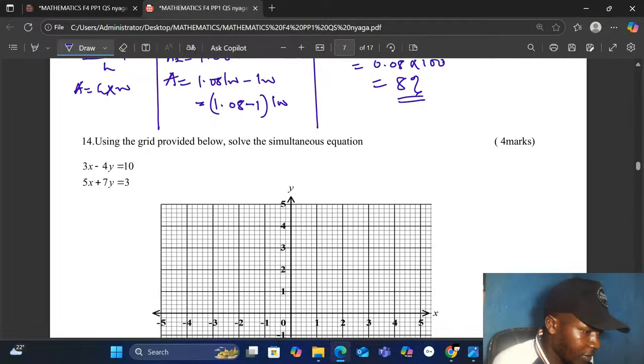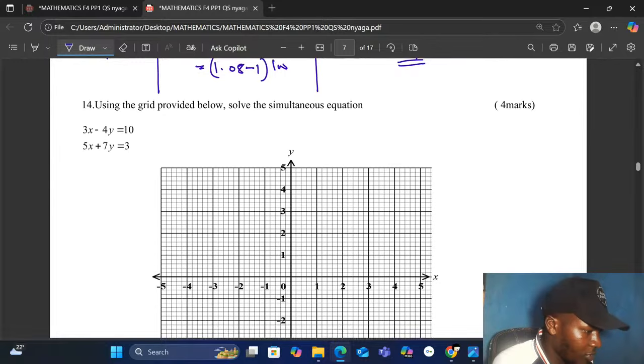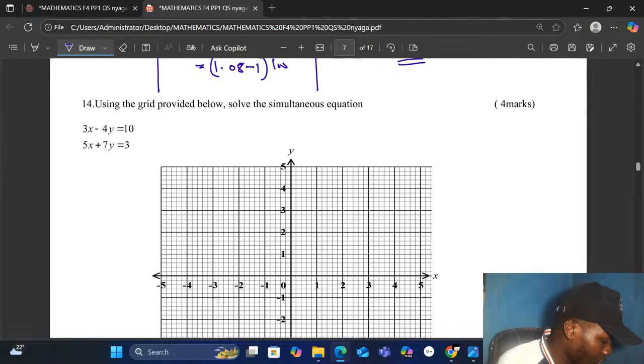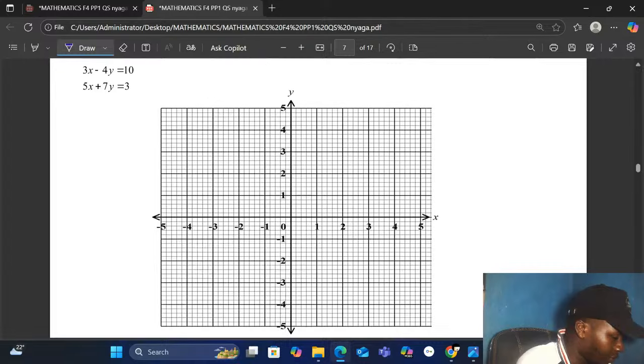Then we move to the 14th question. They're saying, using the grid provided below, solve the simultaneous equation. The simultaneous equation is given. Now we have to look for the points. Using the first one, let us find the points.